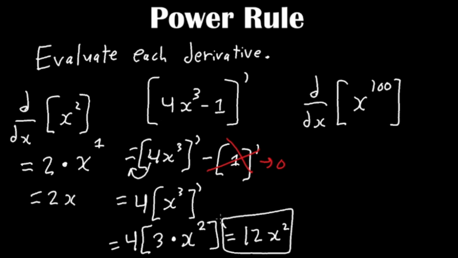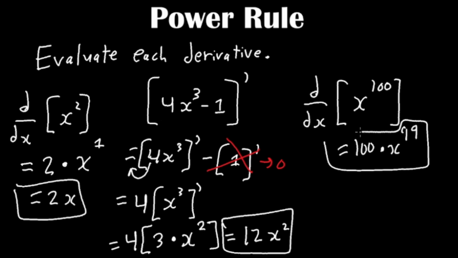Should box my answers. Okay. Now the derivative of x to the 100. This seems kind of scary because it's a really big power, but it's really quite simple. It's the same thing as the previous one. The power rule still applies. So you bring down the power to the front, so 100 times x, and you subtract 1 from the exponent, so the 99. Alright, that one's pretty easy.